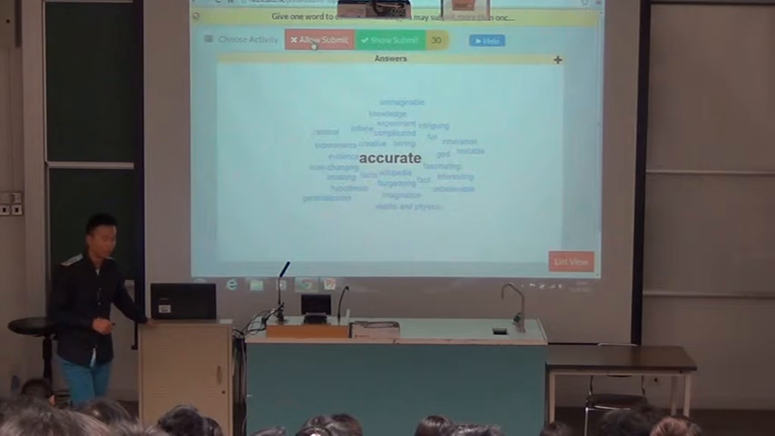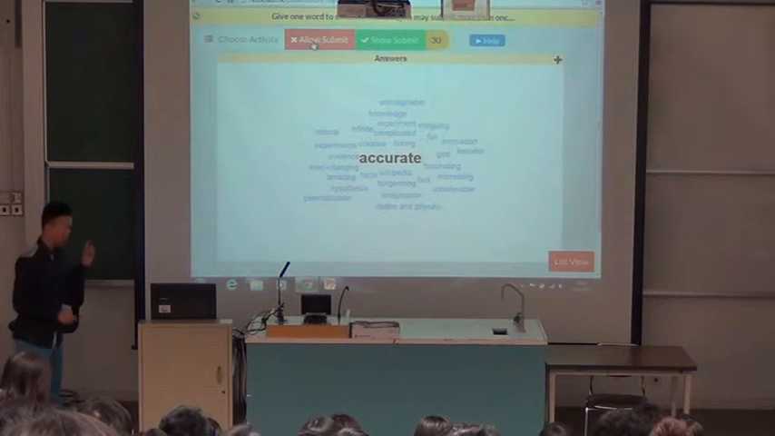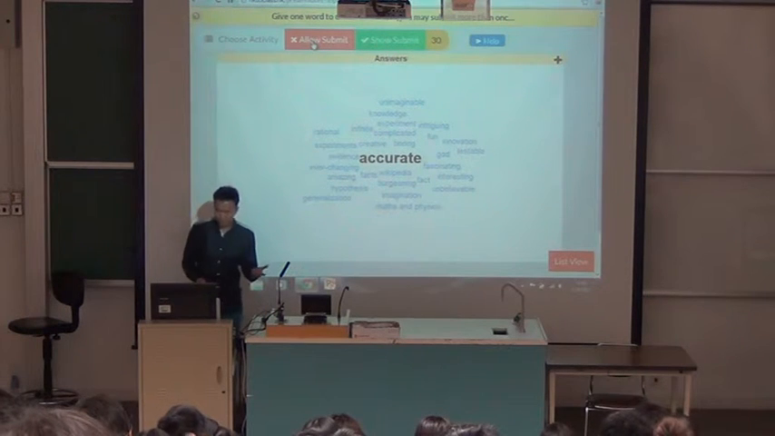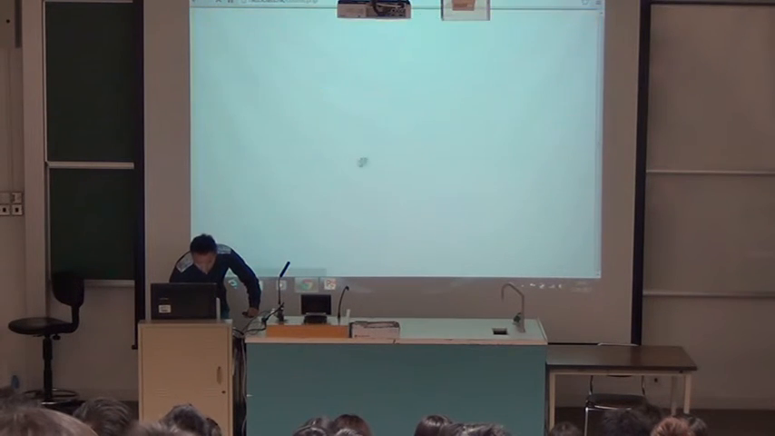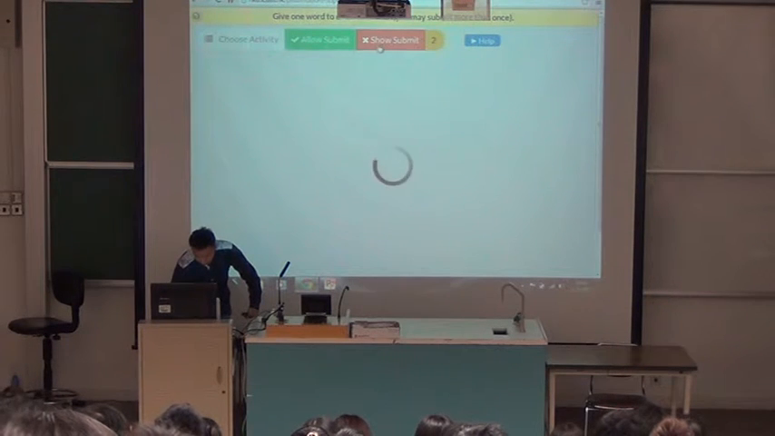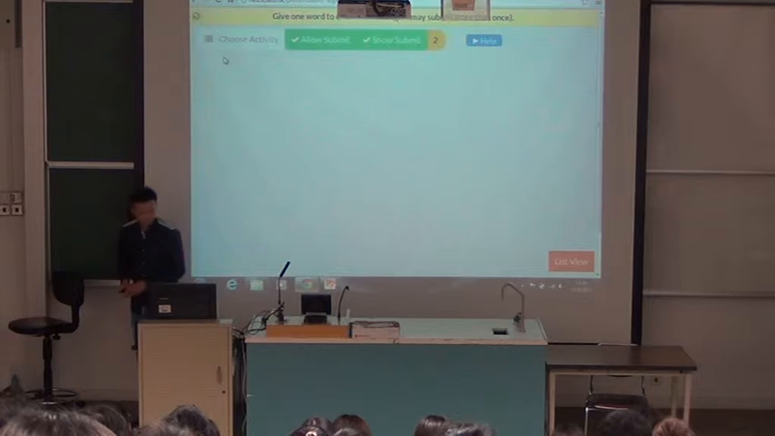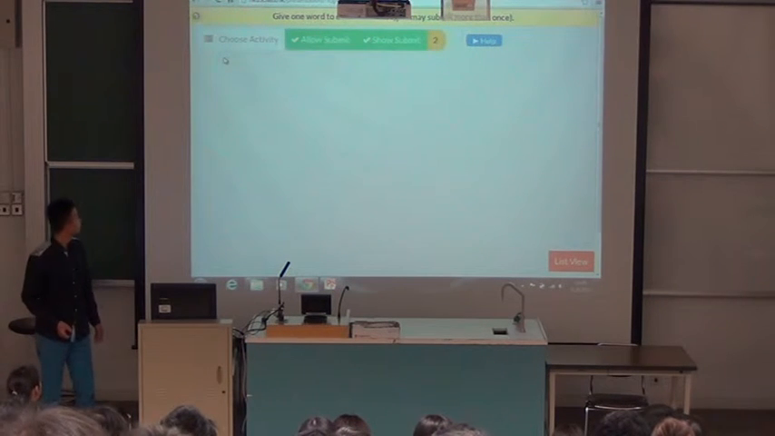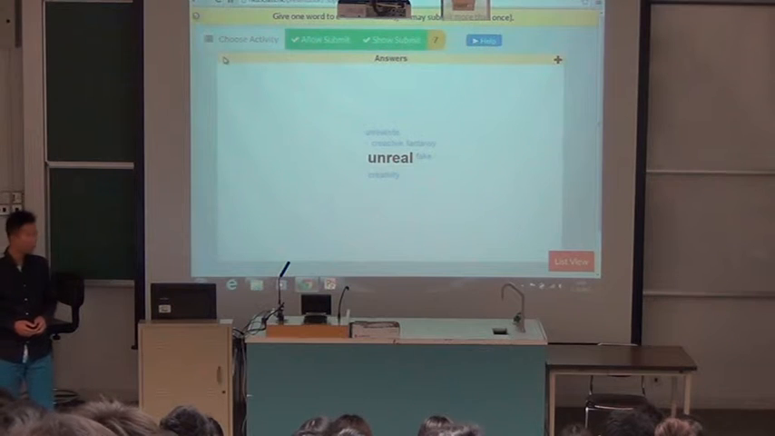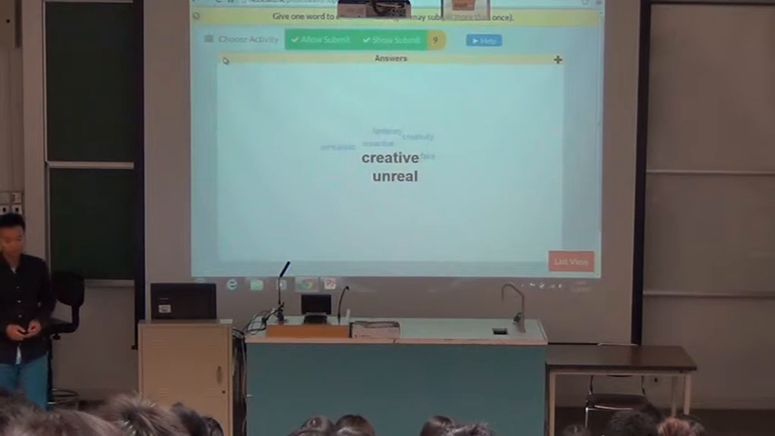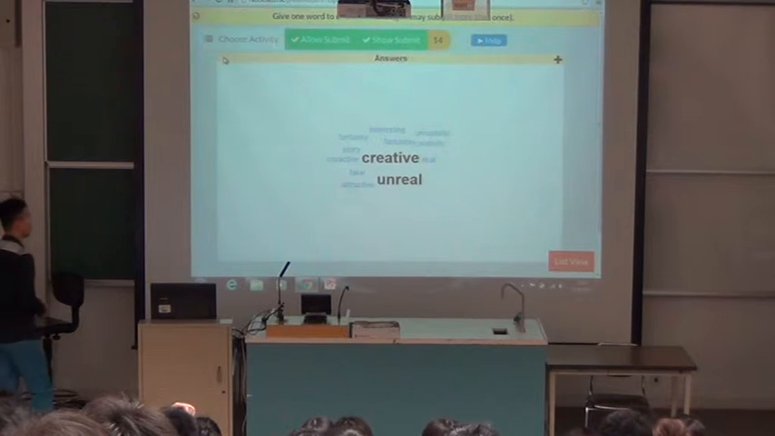Okay, so based on what I've seen from you guys, when you think about science, the word accurate comes up. So when we talk about science, it means accurate. Then, if we go back to the next question, if you had to describe the word fiction: unrealistic, fantasy, fake, unreal. Okay, so science is about accuracy. Fiction is about creative, unreal.